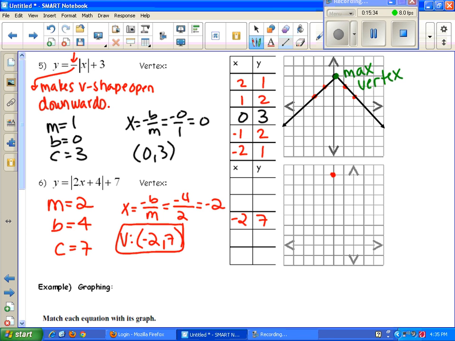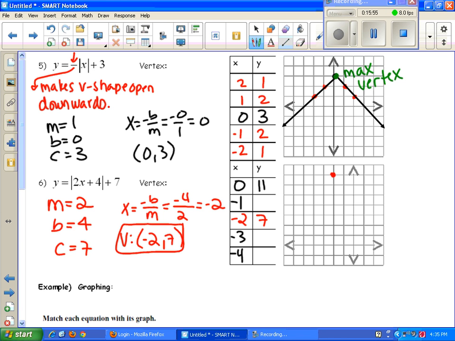So my graph's opening up, so it's going to actually go into my graph above it, but that's okay. So to the right of negative 2, we have negative 1 and 0. To the left, we have negative 3 and negative 4. So then if I plug 0 in for x, I get 2 times 0 is 0, plus 4 is 4, and the absolute value of that is 4, plus 7 is 11.